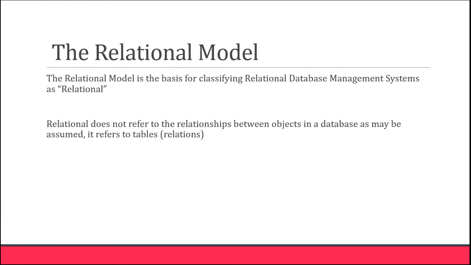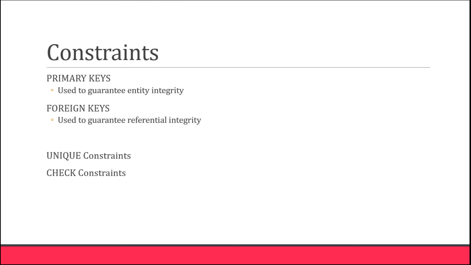All right, the relational model. This is the basis for classifying relational DBMSs as relational, and it does not refer to the relationship between objects in terms of foreign key or primary key relationships. It refers to the fact that the foundation of this relational model is tables, which used to be called relations, actually. Constraints in SQL: we will encounter things like primary keys used to guarantee integrity, and foreign keys to guarantee referential integrity.